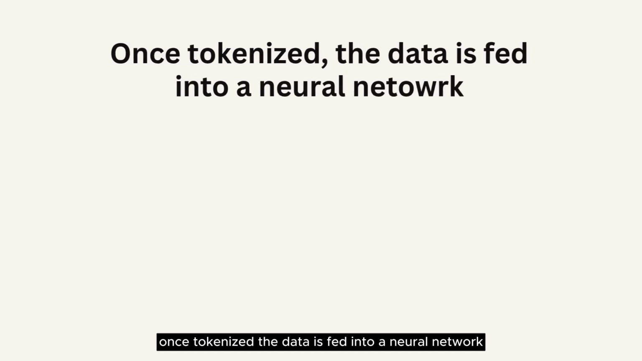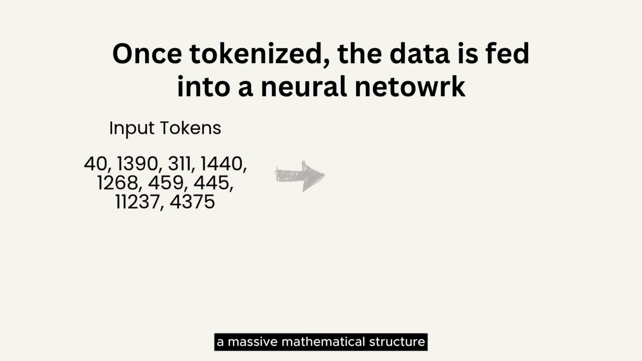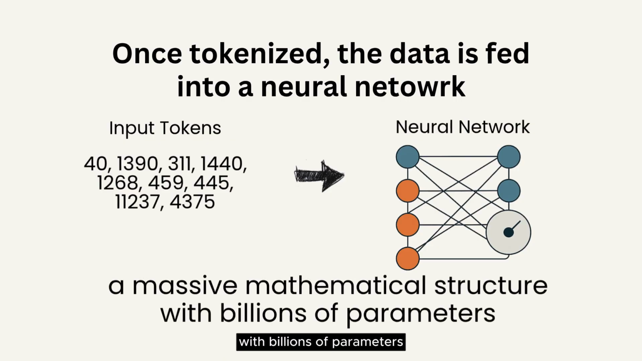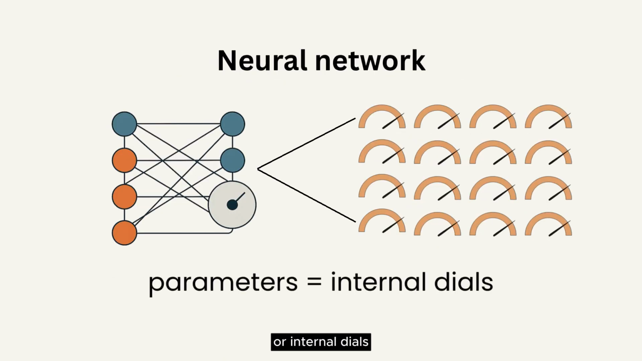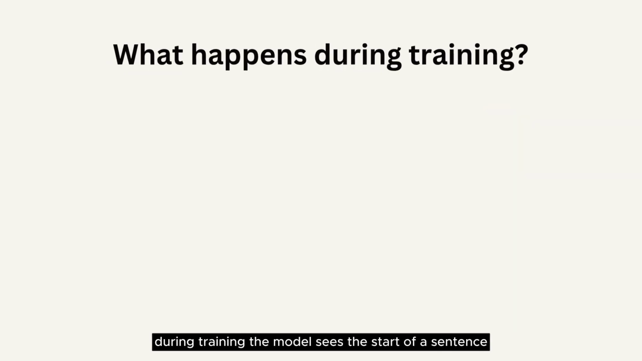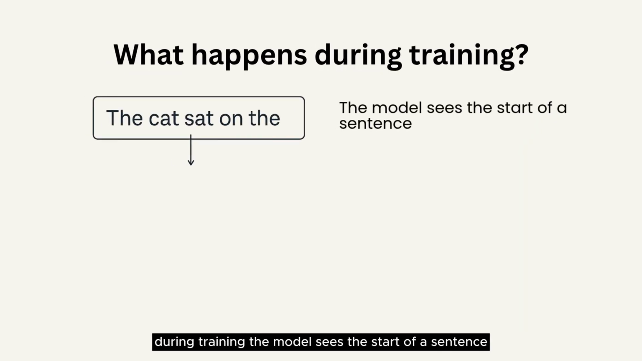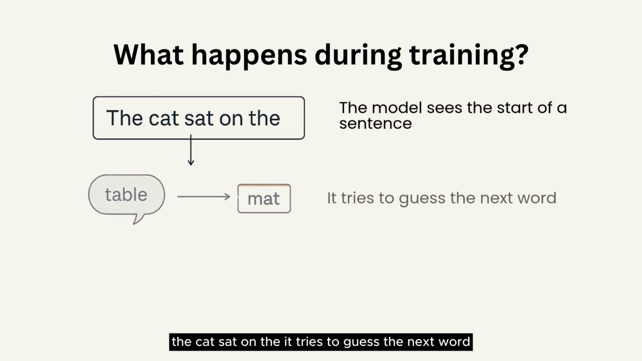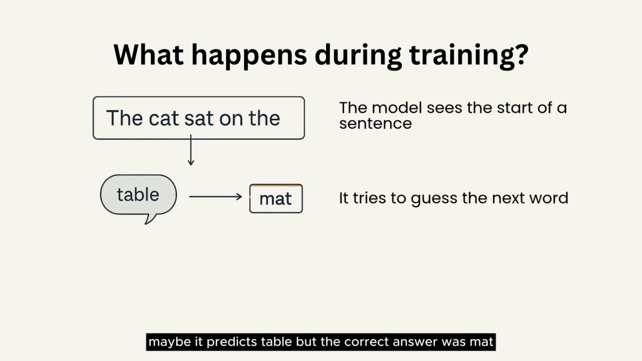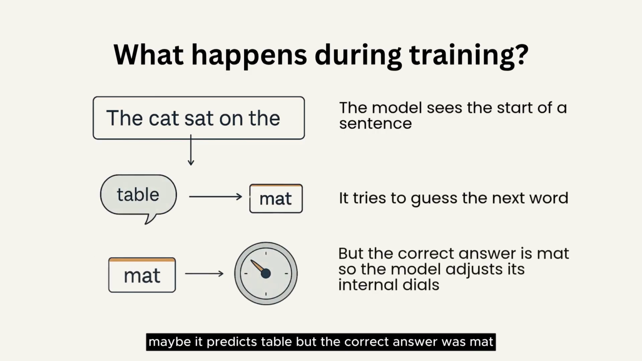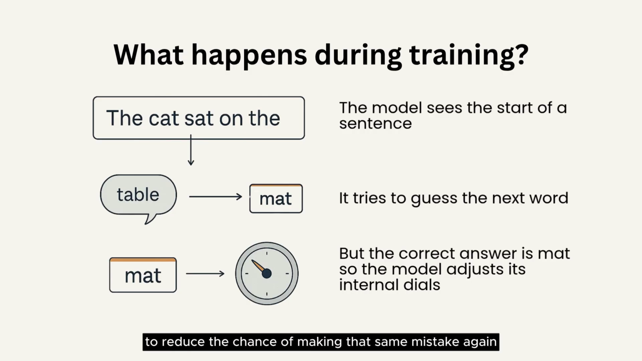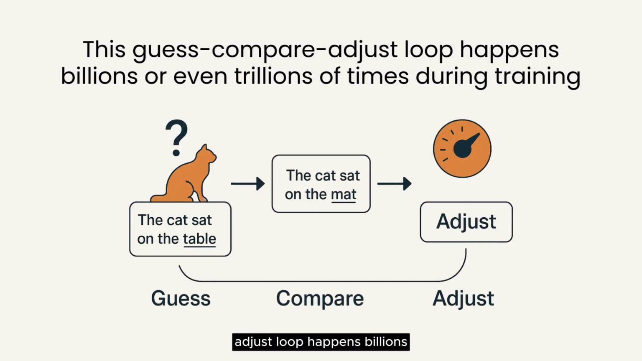Once tokenized, the data is fed into a neural network, a massive mathematical structure with billions of parameters, or internal dials. Let's look at a simple example of what happens during training. The model sees the start of a sentence: "The cat sat on..." It tries to guess the next word. Maybe it predicts "table," but the correct answer was "mat." So the model adjusts its internal dials to reduce the chance of making that same mistake again. This guess, compare, adjust loop happens billions or even trillions of times during training.